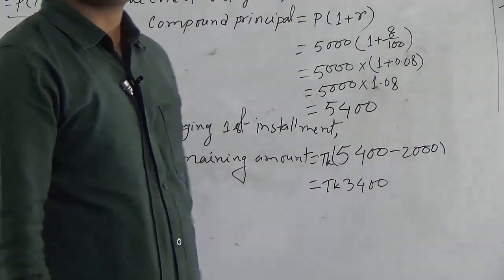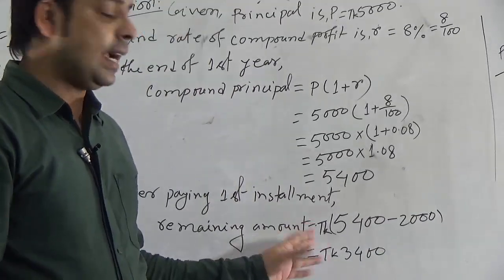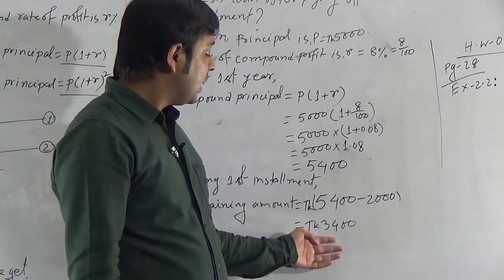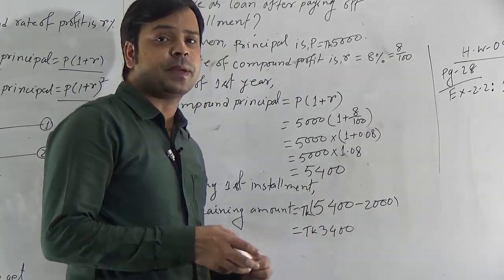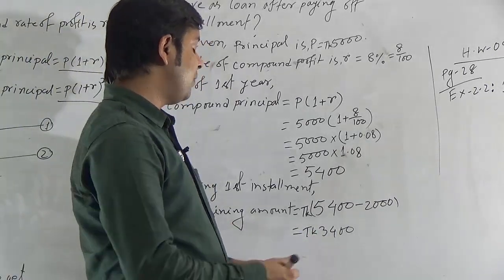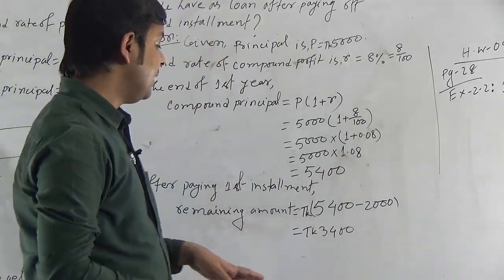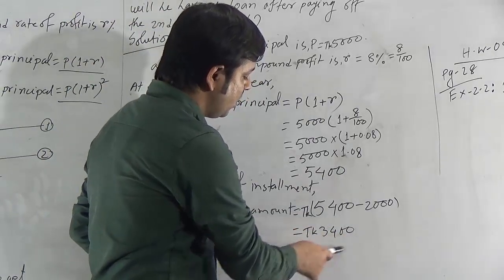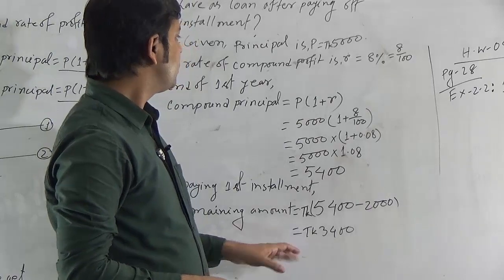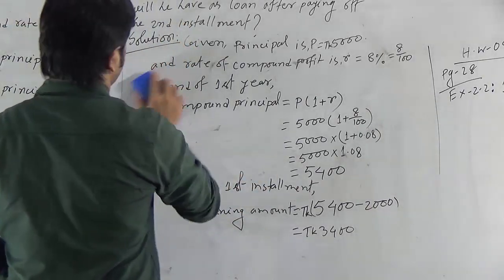Dear students, you have to remember that the work of the first year is done here, and after the first year the organization will get 3400 taka from the person. It means this is the loan of the person for the second year, and this amount will be the principal for the second year. So I have to complete the work of the second year now.